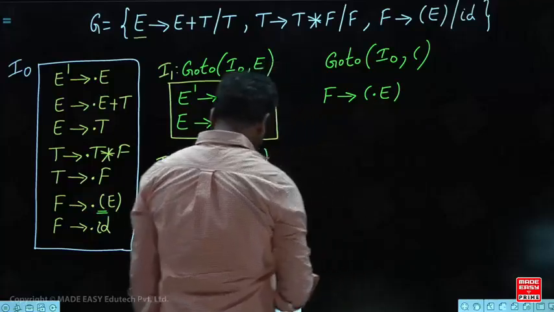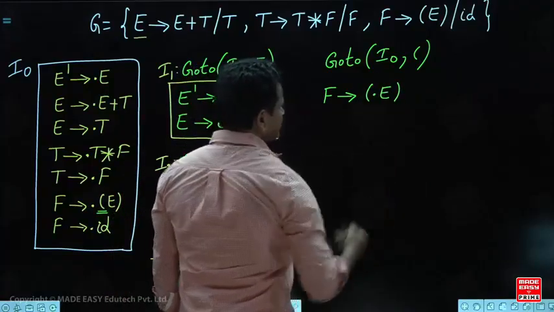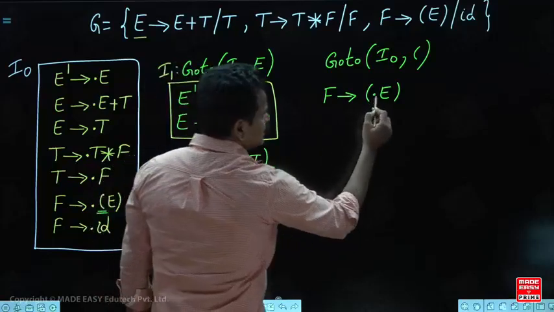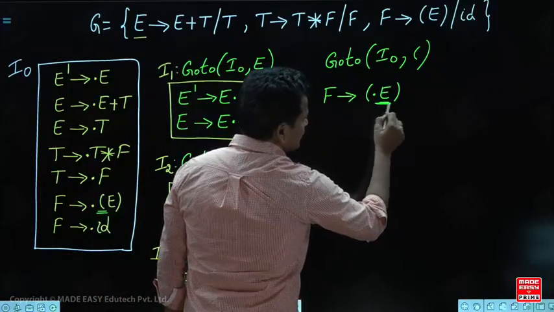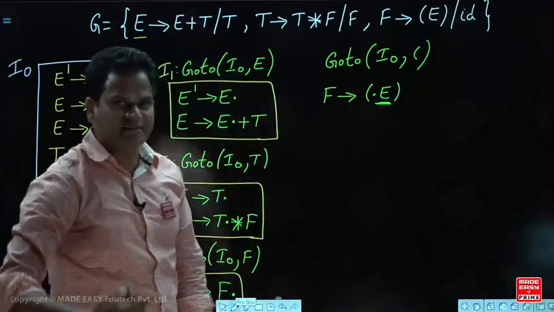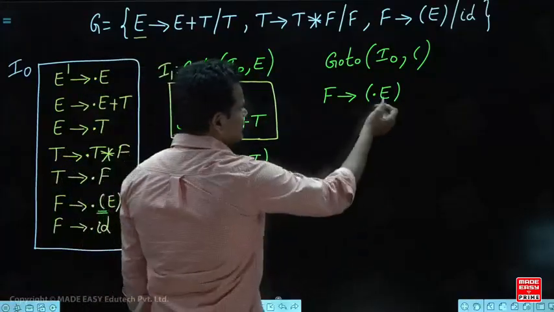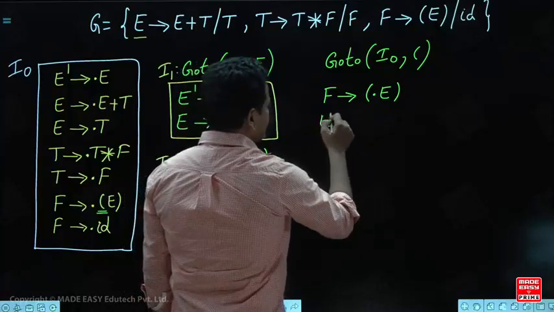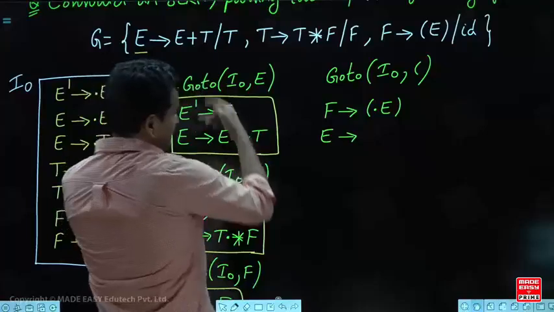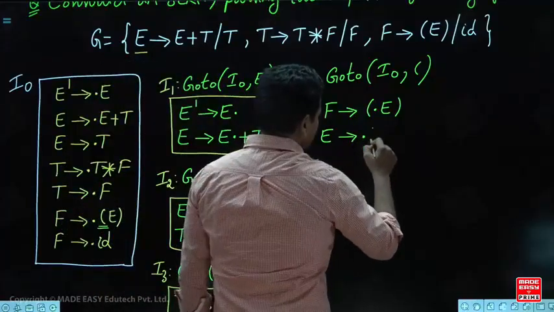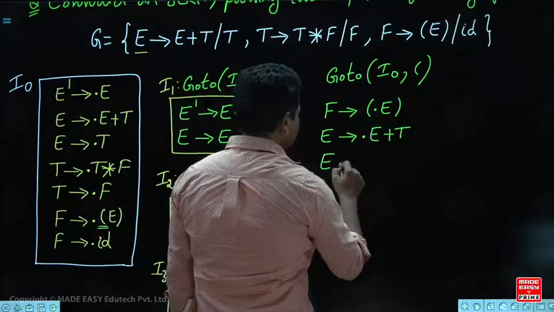Yes, moved. Are you following? Move the dot. Yes, I have moved. After moving the dot, did you observe what is the symbol after the dot? It is a non-terminal, it is E. Do you understand? Dot after non-terminal, then you add every production of the non-terminal. Every production of E. E has two productions. So E → .E + T and E → .T.